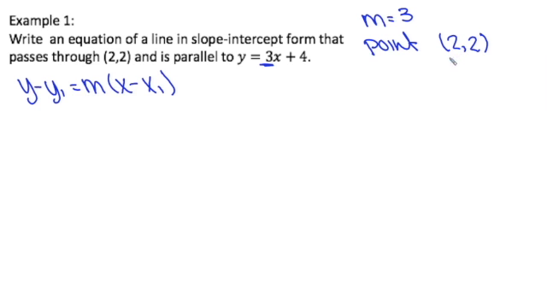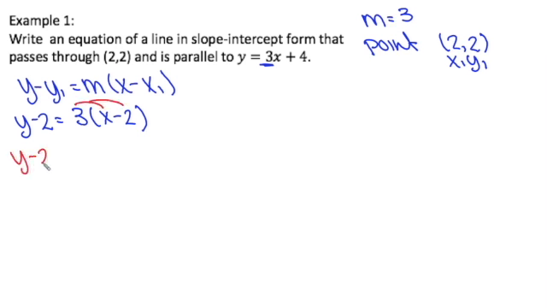So I can plug in my point where this is x1 and y1. So I could say y minus 2 is equal to my slope, which was 3, of x minus 2. And we're just going to clean this up to get this in slope-intercept form. So this is point slope. And I'm going to go ahead and distribute that 3. So y minus 2 is equal to 3x minus 6.